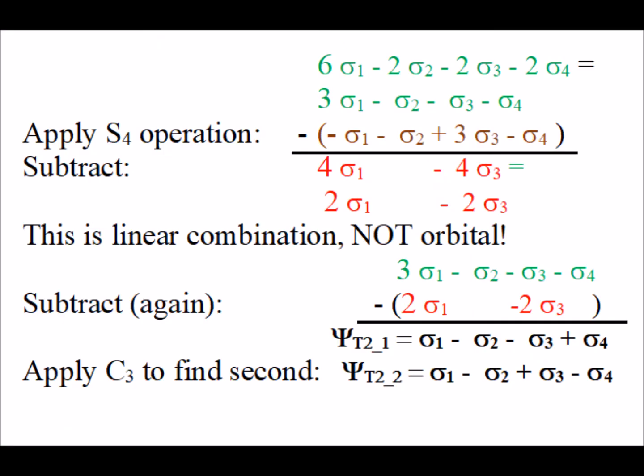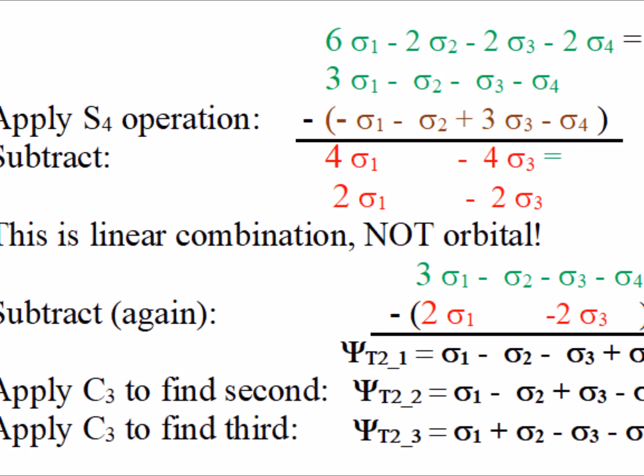When we do that C3 operation, we get the second T2 molecular orbital, sigma 1 minus sigma 2 plus sigma 3 minus sigma 4. If we apply the C3 operation to the second T2 molecular orbital, we get the third T2 molecular orbital, sigma 1 plus sigma 2 minus sigma 3 minus sigma 4.